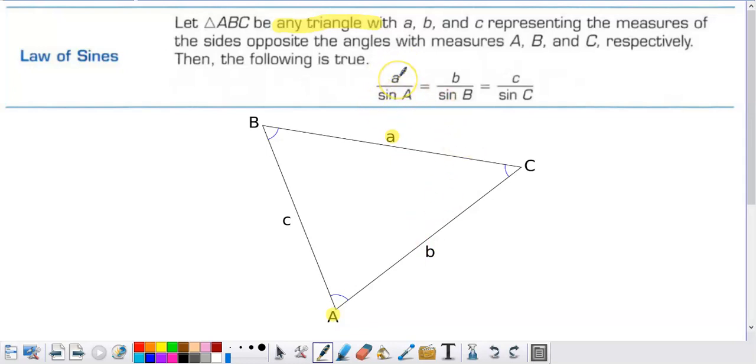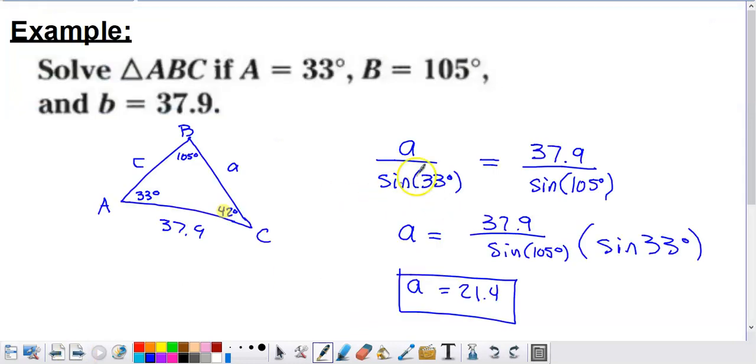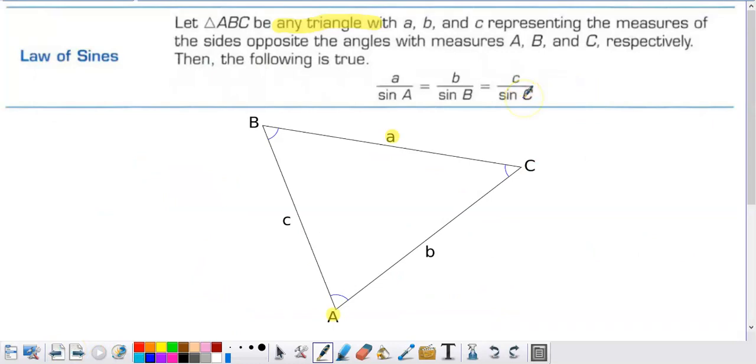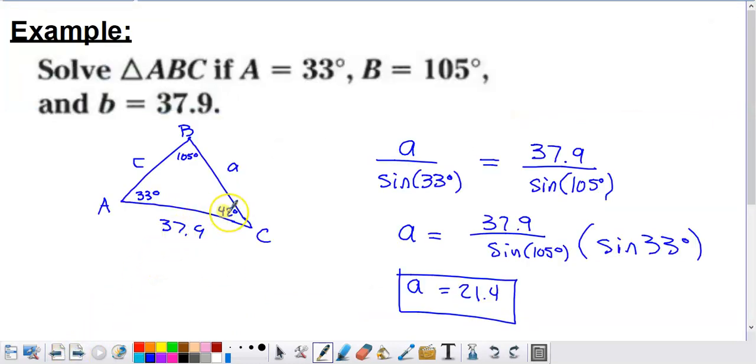I've already built this fraction. I want to find side A. You'll see what I already have written here. I used side B, right, 37.9 units, divided by the sine of angle B, which was 105 degrees. Should be pretty obvious why I did that. If I was building this fraction, side C divided by sine of C, I do know angle C, but I don't know side C. So if I had a lowercase c right here for side C divided by the sine of 42 degrees, I would have this one equation built, and I would have two unknowns within that one equation. And to solve for two unknowns, you need at least two equations.